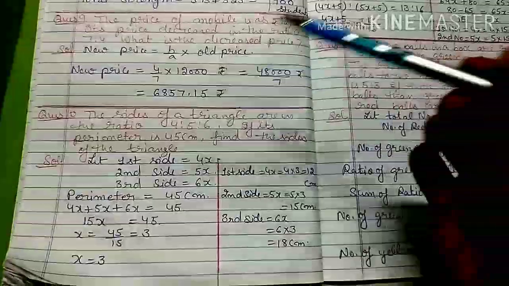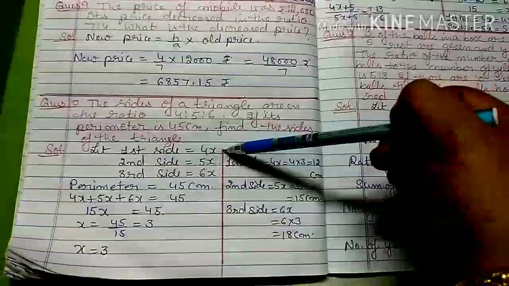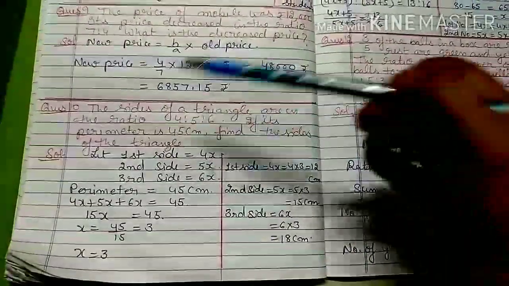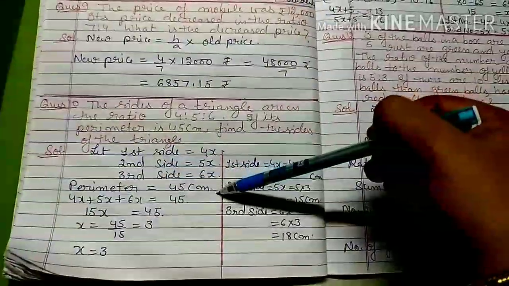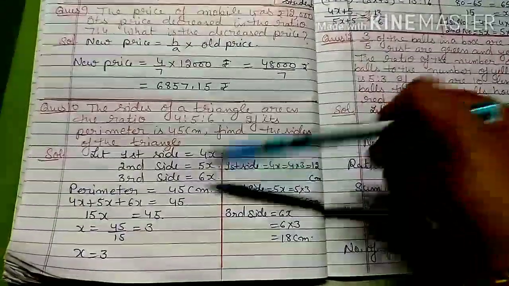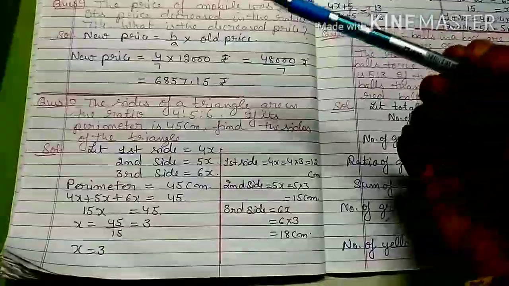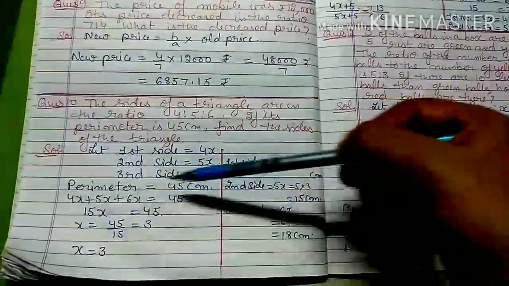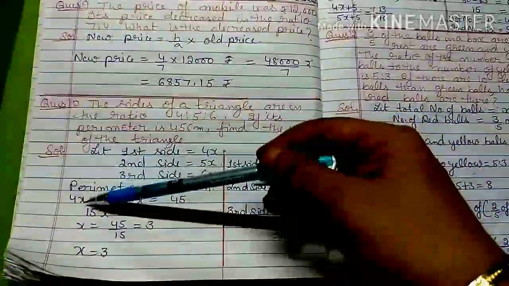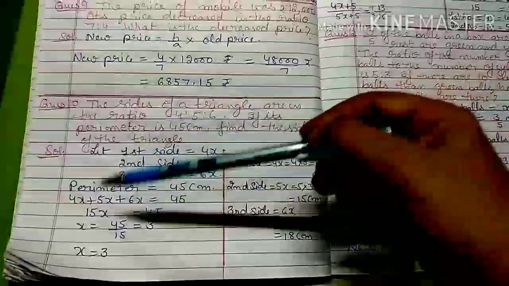Next, the 10th question is: the sides of a triangle are in the ratio 4:5:6. If its perimeter is 45 cm, find the sides of the triangle. Let the first side be 4x, the second side 5x, and the third side 6x. The perimeter is given as 45 cm. Perimeter means you have to add all the lengths of the sides of the triangle. So 4x plus 5x plus 6x is equal to 45. So 4 plus 5 plus 6 gives you 15x is equal to 45.